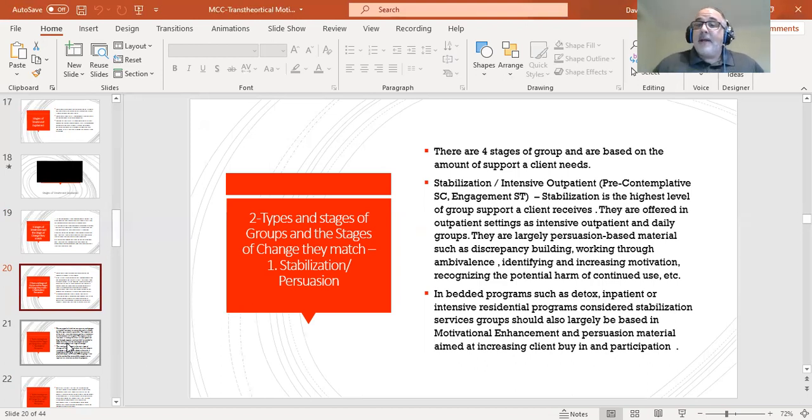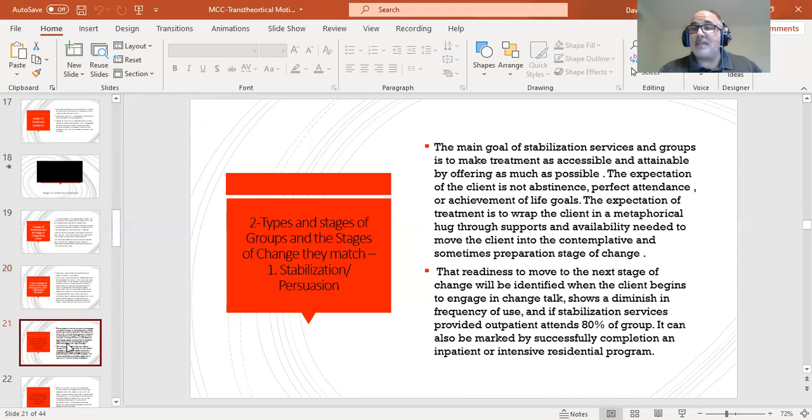In the better programs such as detox, inpatient, or intensive residential programs, considered stabilization service groups, there should also be large motivational enhancement and persuasion material aimed at increasing client buy-in and participation. What I'm saying is, like stabilization or IOP, inpatient and intensive residential is very early in the recovery process. Clients might not be fully buying in yet. So while there are other components, persuasion and motivation to get them to the preparation and action stage is a big part of the group curriculum and the clinicians' goals working individually.